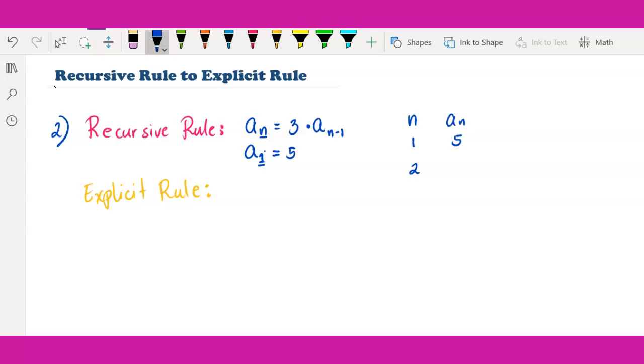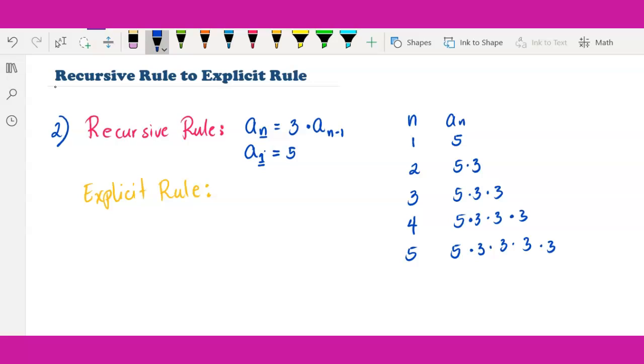And then we're being told to get the next term, we just multiply by 3. So it's going to be 5 times 3. This next term, the third term, is going to be 5 times 3, the previous term, times 3. And then the fourth term is going to be 5 times 3 times 3, the previous term, times 3 again. And then the fifth term is 5 times 3 times 3 times 3, the previous term, okay, times 3 again.